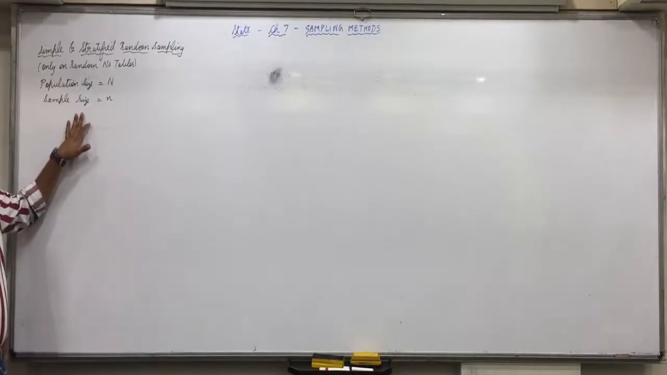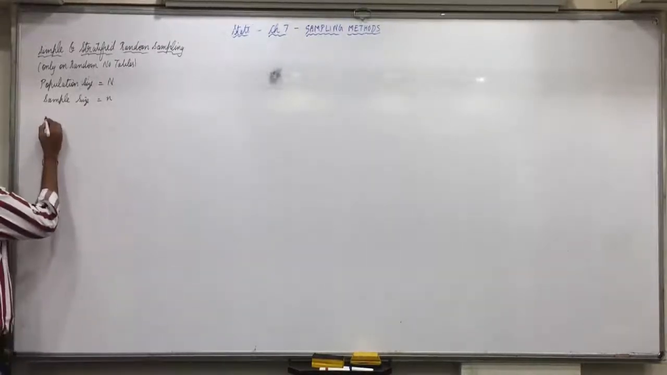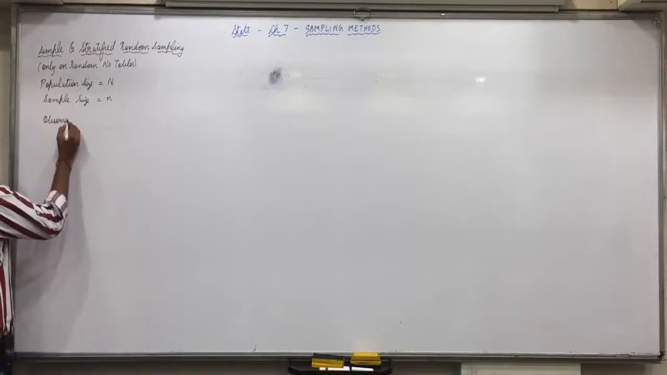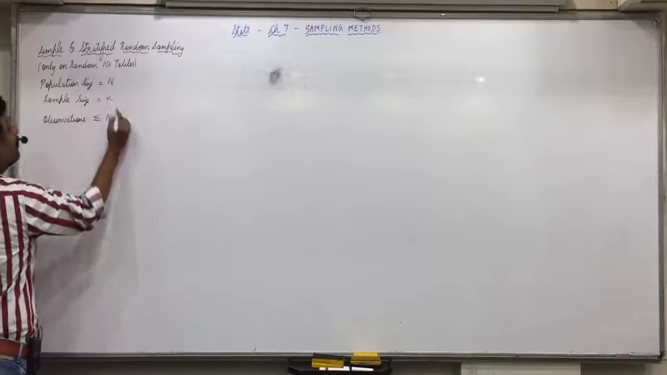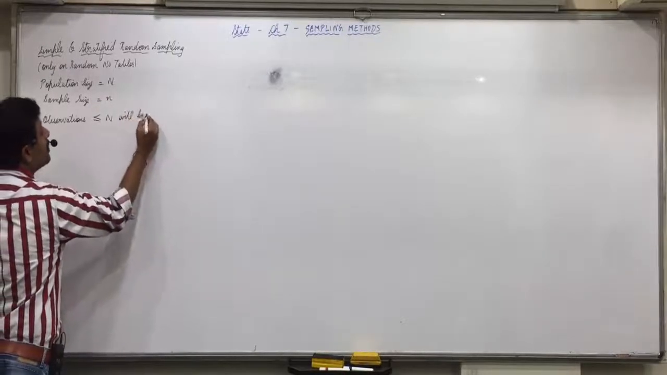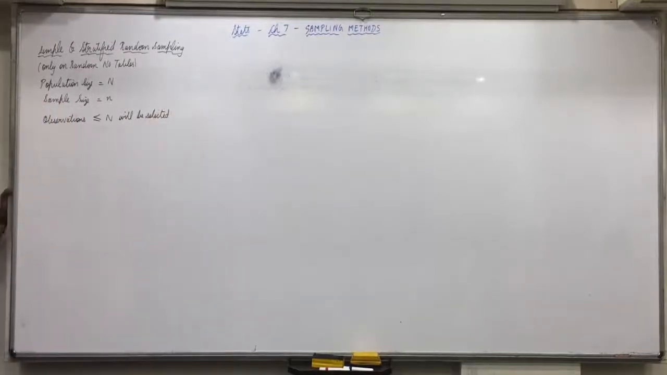Is everyone clear with this? Both of you be attentive here. Any confusion so far? How the selection is to be done? Simply observations or units less than or equal to capital N will be selected, and you will ignore the units which are more than N. More than 70 will be ignored, less than 70 will be selected. Equal to 70 will also be selected because 70 is there in our class. Did everyone understand this? Okay.